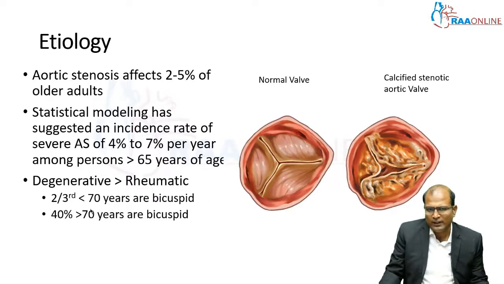So, to summarize, in individuals who are younger, the chance of having a bicuspid aortic valve is higher. In individuals who are older than 70 years, the chance of having a bicuspid aortic valve is on the lower side. However, still it is something around 40%. Especially in India, our data says that we are encountering more patients with bicuspid aortic valve anatomy as compared to the Western population.